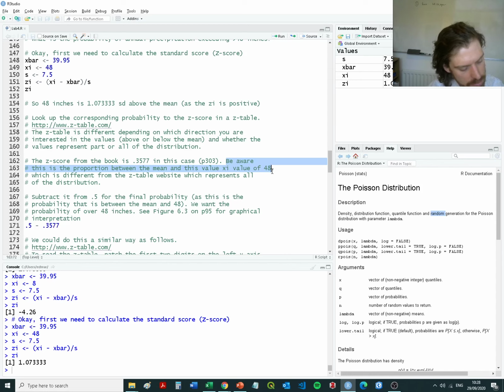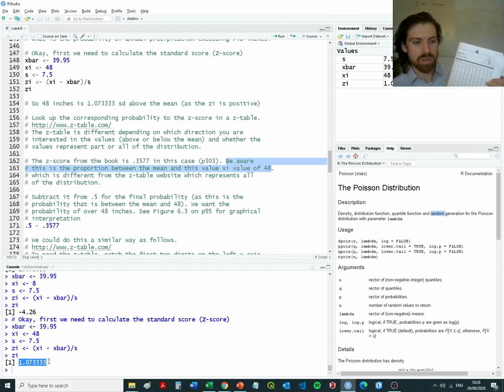So when you go to the table, you need to think about how you actually interpret the values in this particular table. Okay, so for a z-score of 1.0733 here, we need to go down the y-axis and find the 1.0 figure, which lists the dominant number. So that's on the y-axis, and then we need to go across the x-axis until we find the 0.7, which is over here. And if you do that within the book, you can find 0.3577, okay?